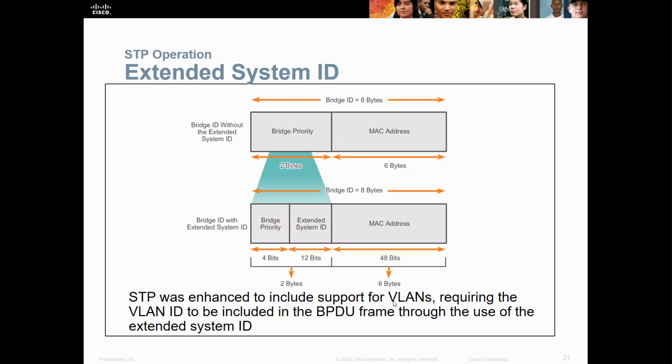So what is this extended system ID? That's going to be the bridge priority and the MAC address. You can also have a bridge ID with the extended system, which would be the bridge priority with the extended system ID. This was done to enhance support for VLANs. Basically, it allows us to include a VLAN ID in the BPDU frame through the use of the extended system ID. That extended system ID is the VLAN numbering.